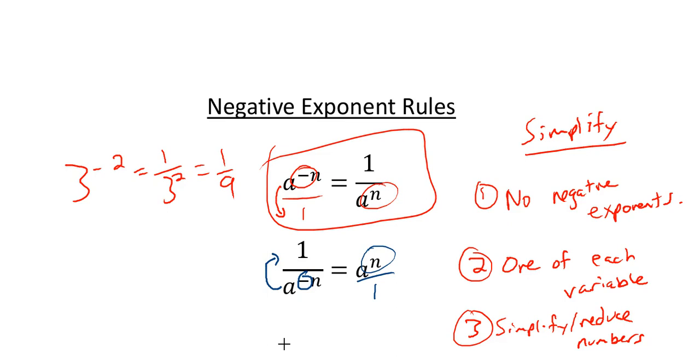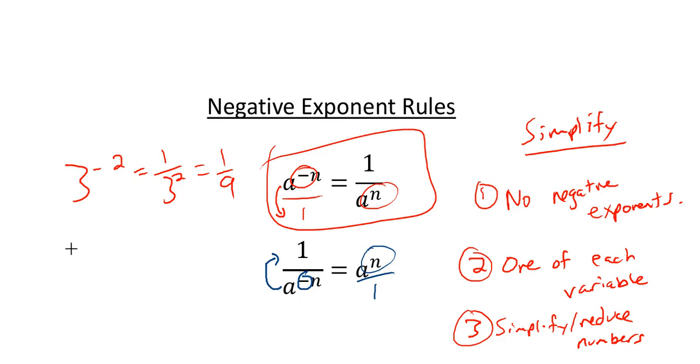Keep in mind, this does not get rid of negative numbers. A lot of students get a little bit carried away with this rule and flipping things from one side to the other, flipping things from the numerator to the denominator or vice versa. But that only affects the exponents. It does not affect numbers that are on the ground, if you will.